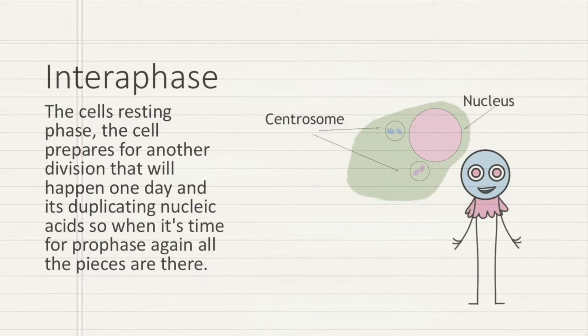Interphase is the cell's resting phase, the period of the cell cycle between cell divisions. The cell grows and matures. It goes through three stages, G1, S, and G2. Interphase is not a part of mitosis, despite always being discussed with mitosis. However, both processes are a part of the larger cell cycle that consists of these stages.